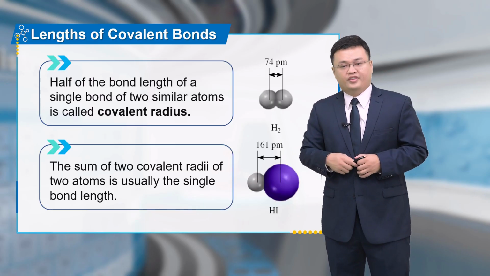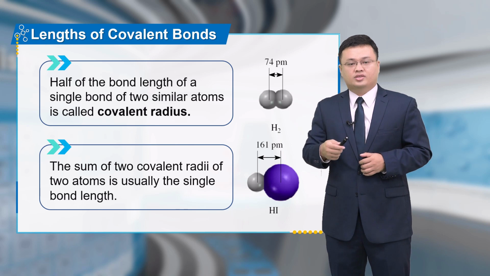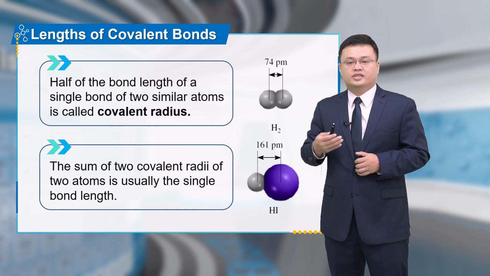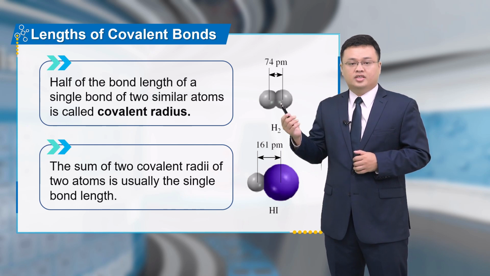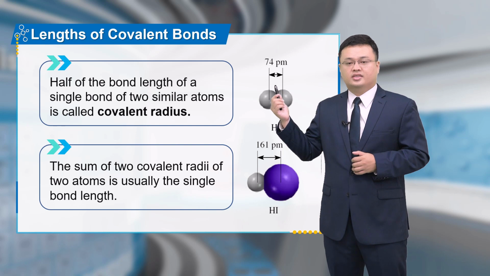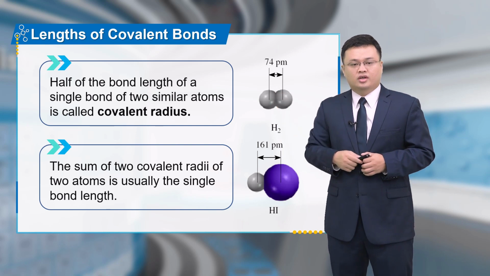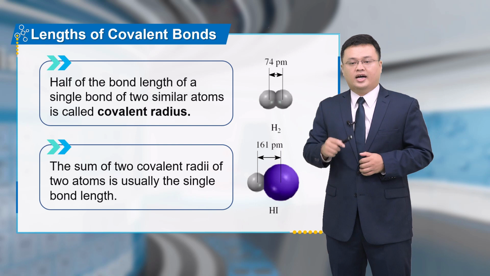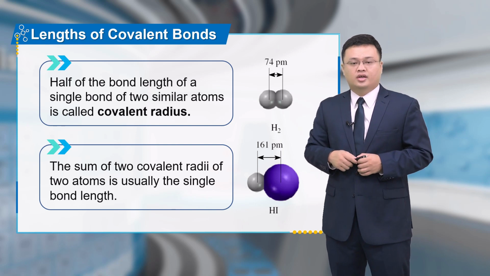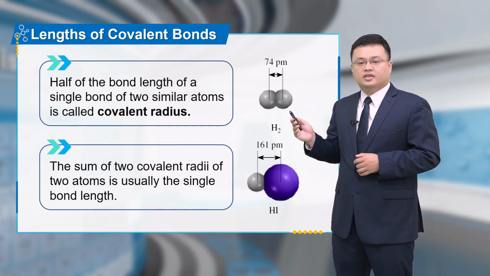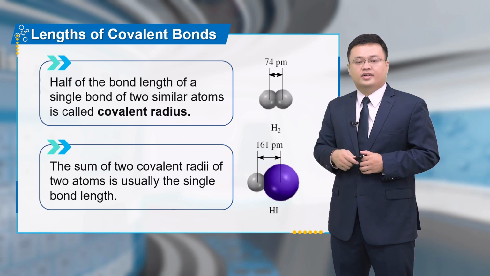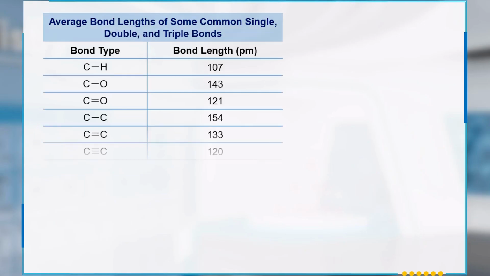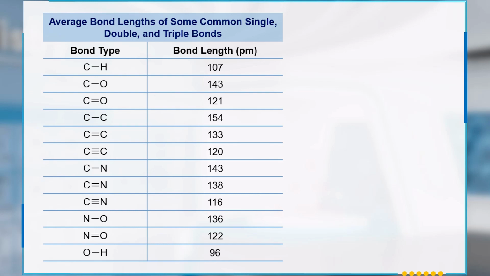As introduced previously, half of the bond length of a single bond between two similar atoms is called the covalent radius. For hydrogen, the distance between the two nuclei is 74 picometers, so the covalent radius for hydrogen is 37 picometers. Therefore, a single bond length is usually the sum of the two covalent radii of the two atoms. Let's see a table of average bond lengths of some common single, double, and triple bonds.